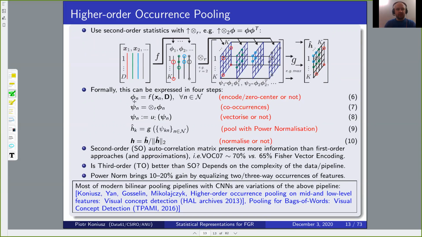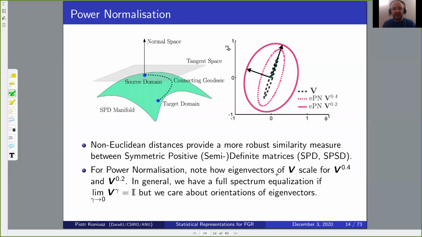So this can be performed in 5 steps over here. Encoding, outer product, vectorization, perhaps if you want to use it, pooling with some power normalization, and L2 normalization or not. And in our old work, seminal work from 2013, that was later on extended to TBAM in 2016, we showed that in fact third order pooling performed better than second order pooling, and applying power normalization brought about 10 to 20% gain by equalizing those two through occurrences of features.